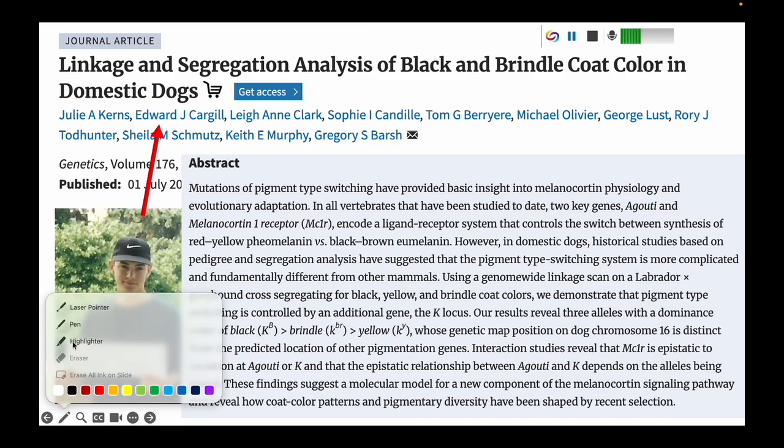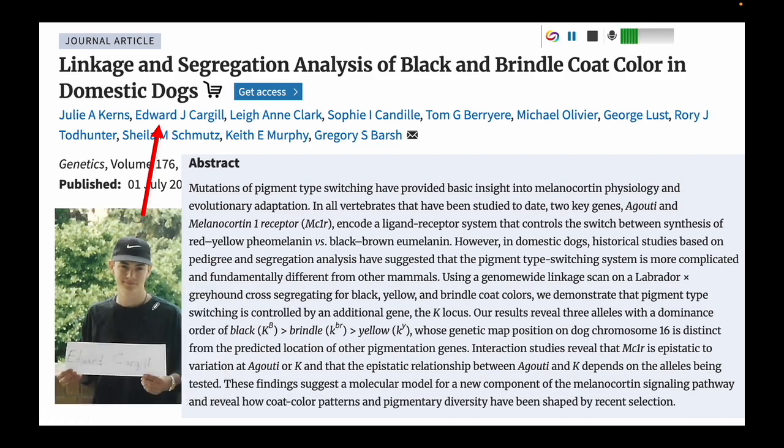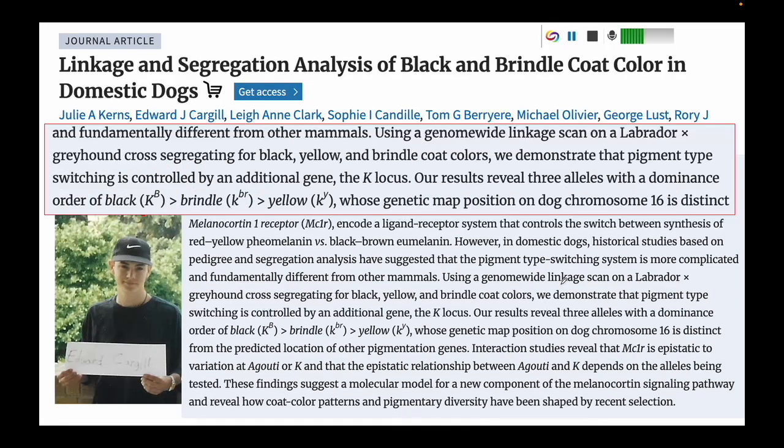I'm going to point out a few of the things that they did. This is the abstract. I'm going to focus on just a few things. First of all, they were hybridizers. They would cross Labradors oftentimes with other breeds in order to put themselves in position to better study the traits they were interested in.